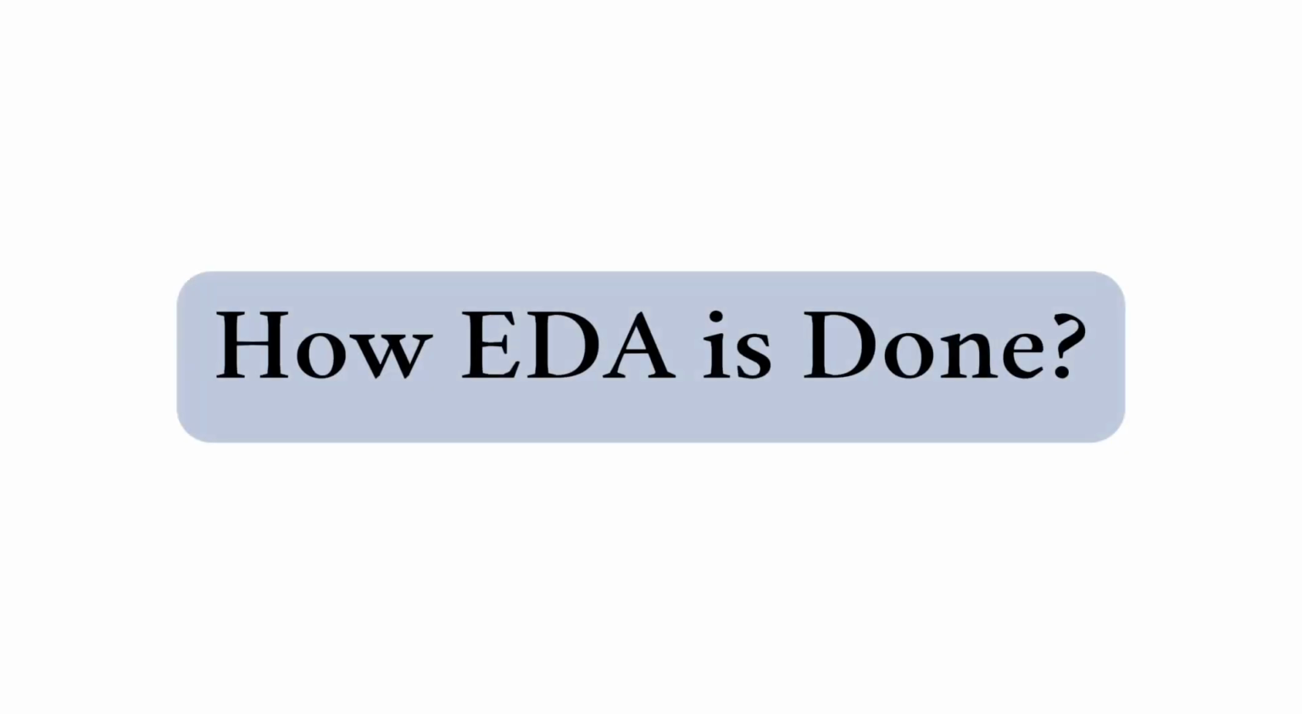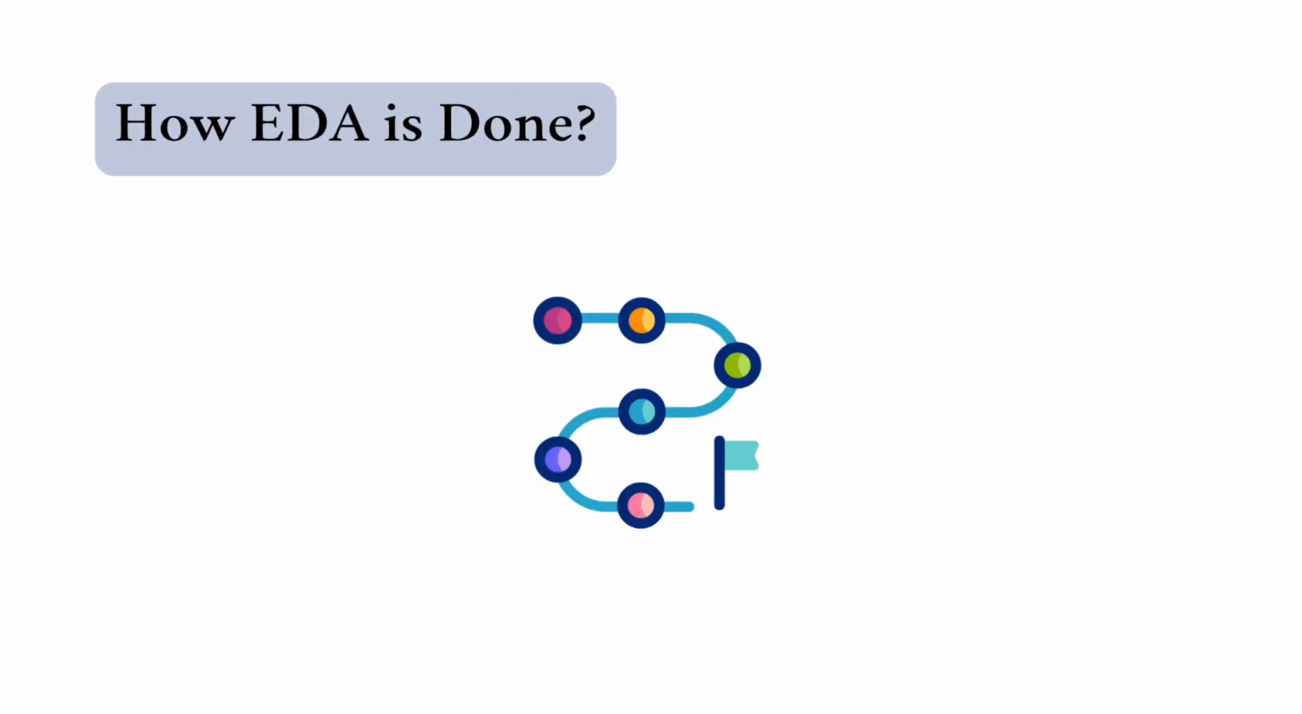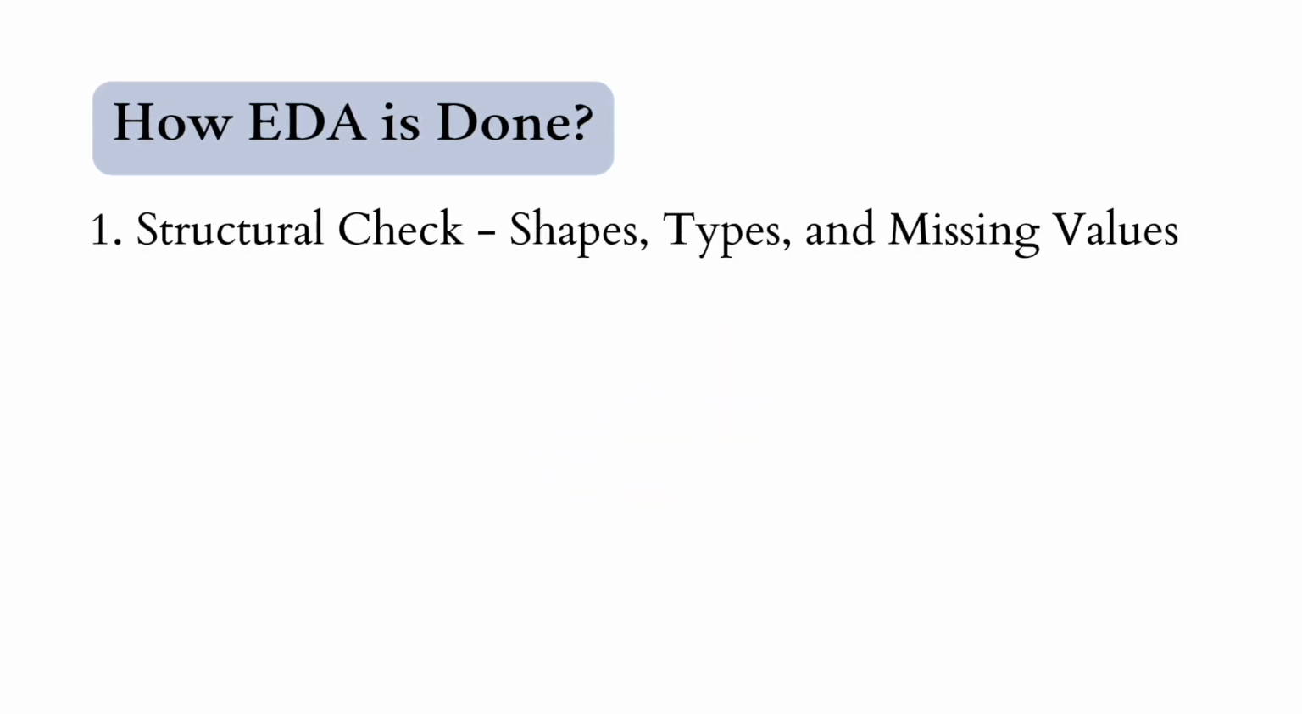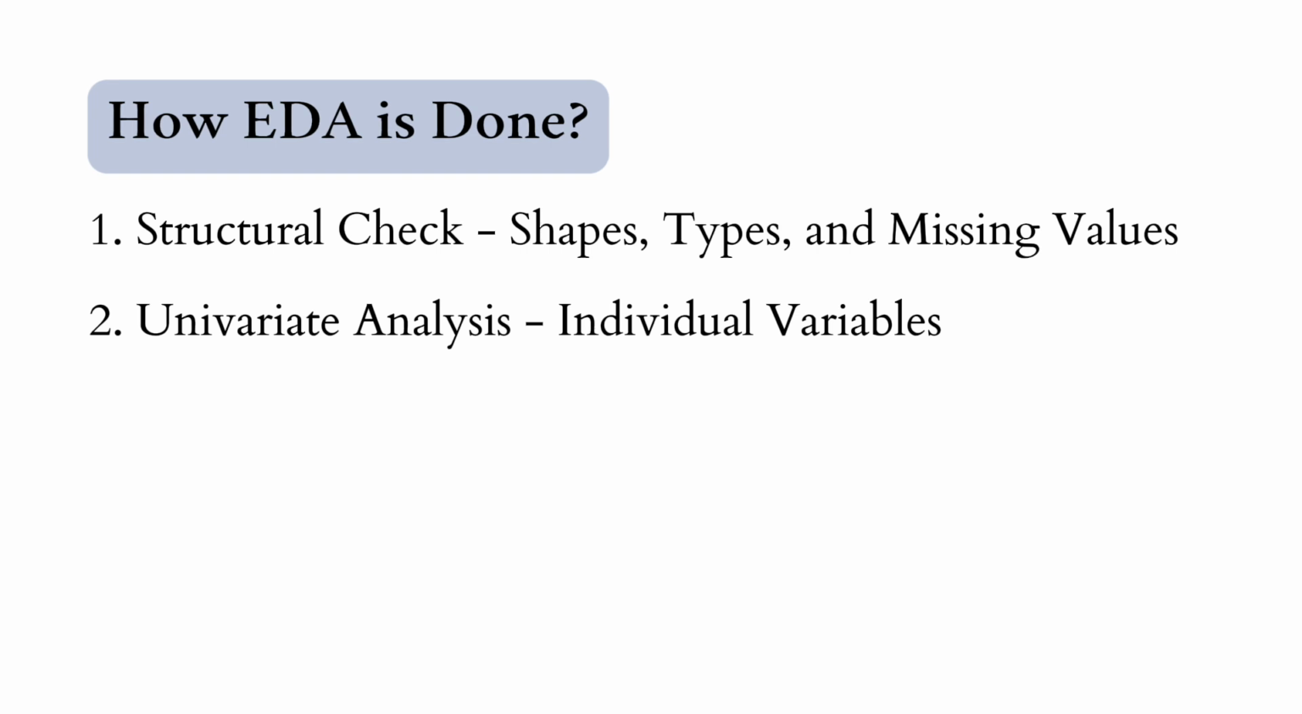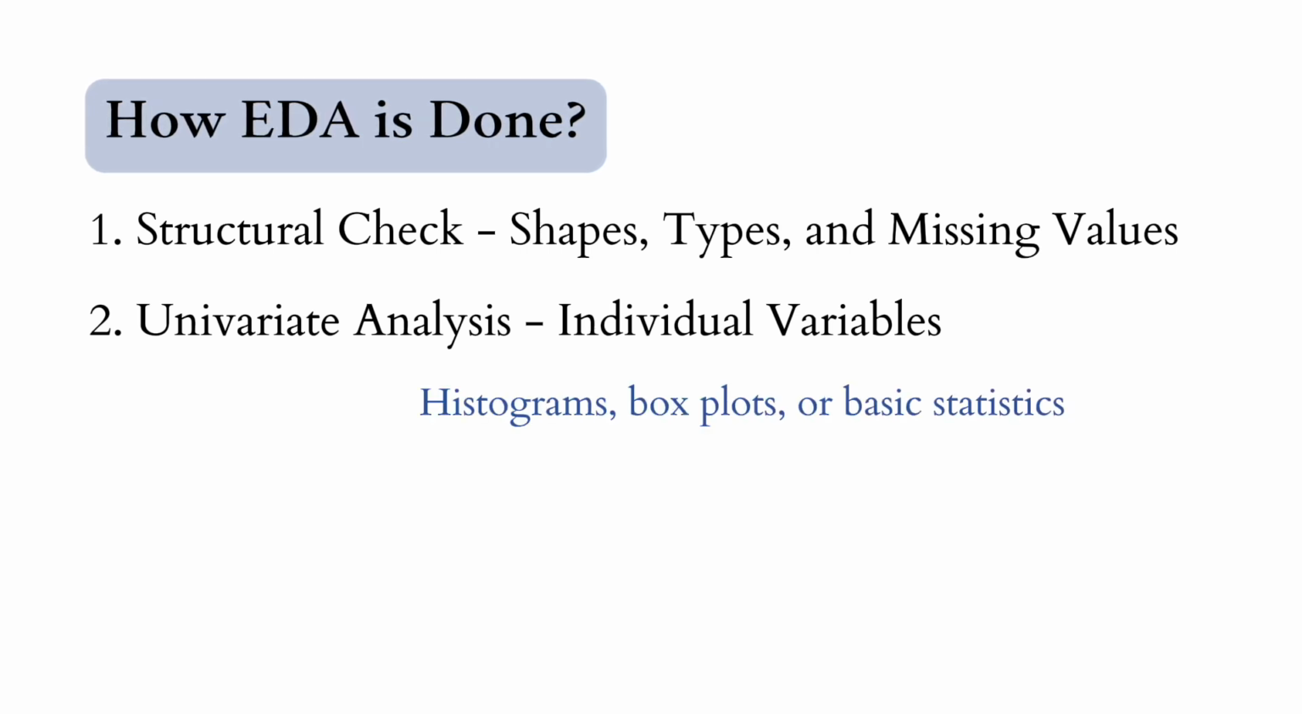When we talk about how EDA is done, there are a few typical steps you'll go through. First, you start with structural checks, looking at the shape of the data, the types of each variable, and whether there are missing values. Next comes univariate analysis, where you explore individual variables using histograms, box plots, or basic statistics like the mean and standard deviation to get a sense of their distribution.